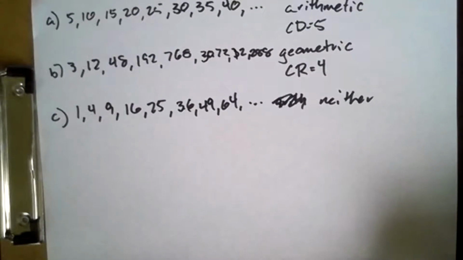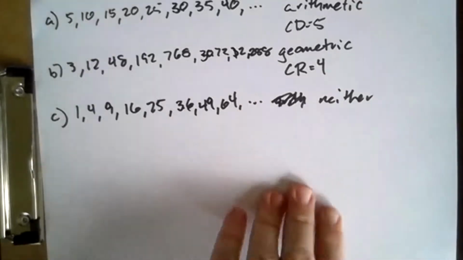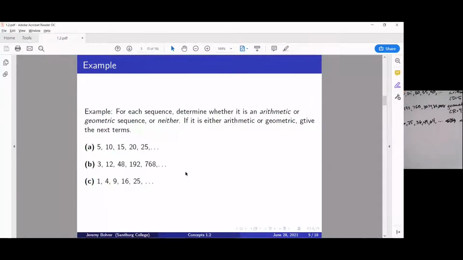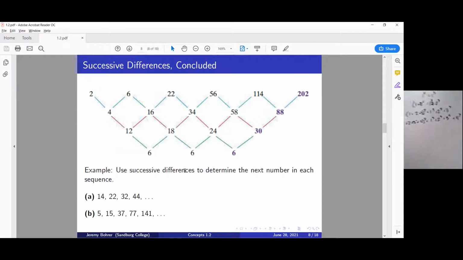Moving on. We're going to look next at successive differences. And I didn't write this down. Of course I didn't. So we'll just write it down quickly. We're supposed to use successive differences to determine the next number in each of these sequences. A, we've got 14, 22, 32, 44. And B, we've got 5, 15, 37, 77, 141.